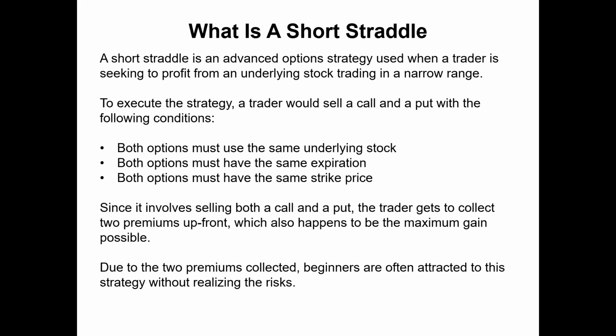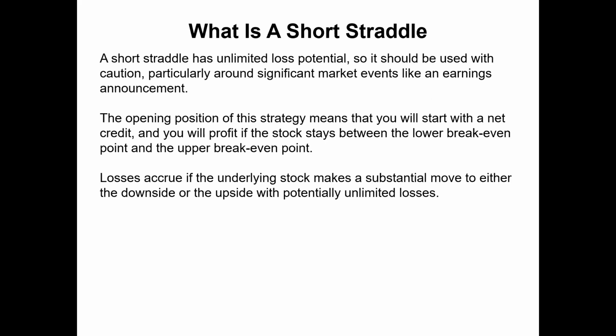Since it involves selling both a call and a put, the trader gets to collect two premiums up front, which also happens to be the maximum gain possible. Due to the two premiums collected, beginners are often attracted to this strategy without realizing the risks. A short straddle has unlimited loss potential, so it should be used with caution, particularly around significant market events like an earnings announcement. The opening position of this strategy means that you will start with a net credit and you will profit if the stock stays between the lower break-even point and the upper break-even point. Losses accrue if the underlying stock makes a substantial move to either the downside or the upside, with potentially unlimited losses.